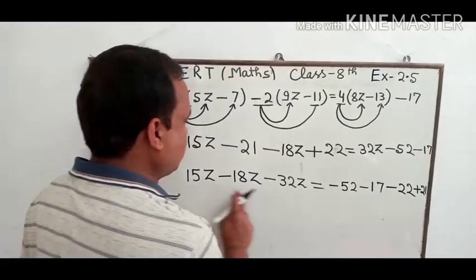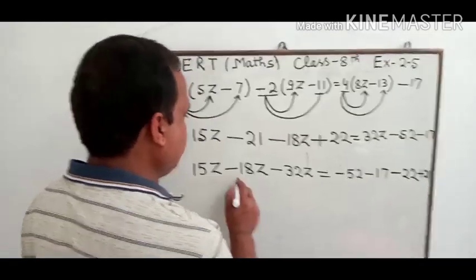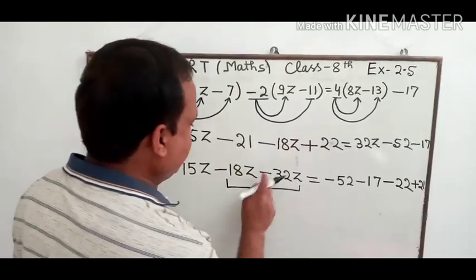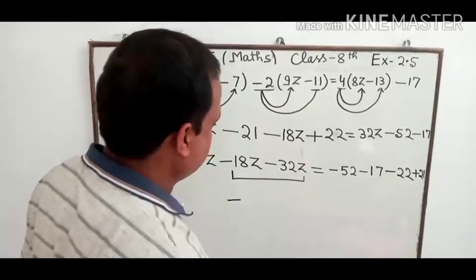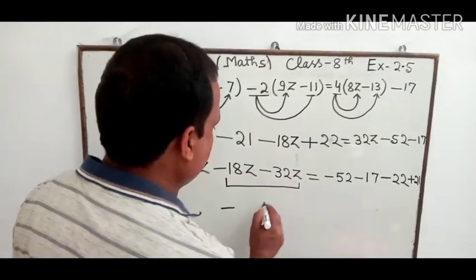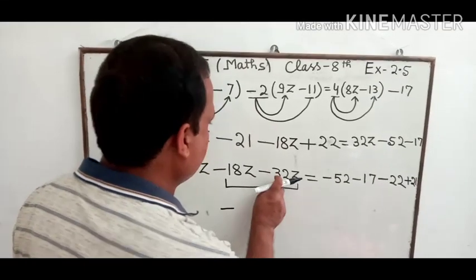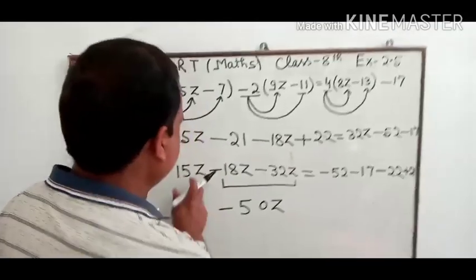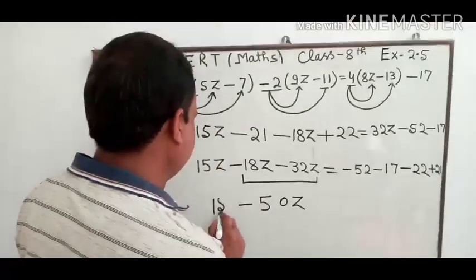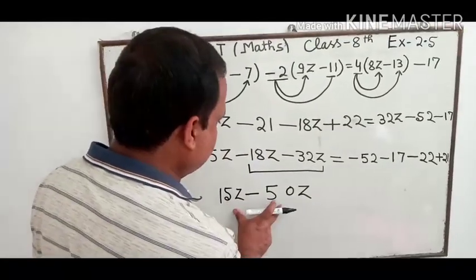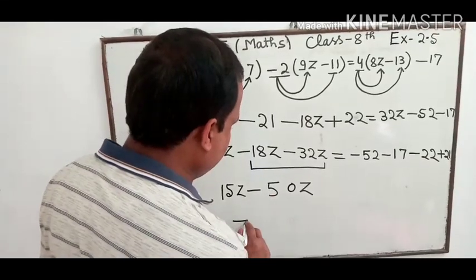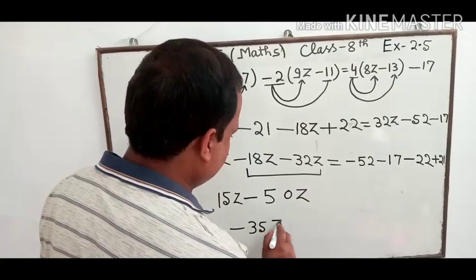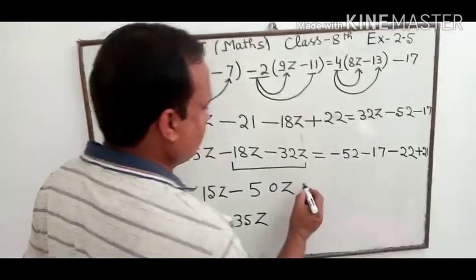First we simplify both. So here we take these two terms, minus minus plus, but the sign is minus. So 8 and 2, 10, carry 1, 4, 1, 5, 50 Z. And here is your 15 Z. When we simplify both, we get here 35 with minus sign.